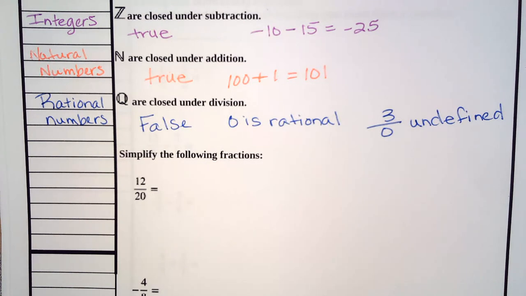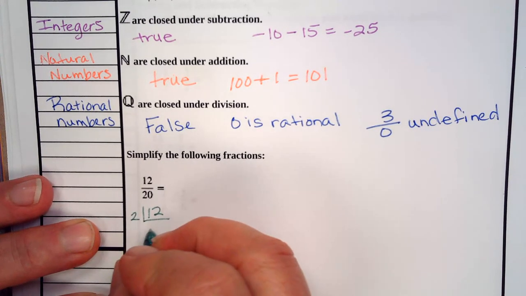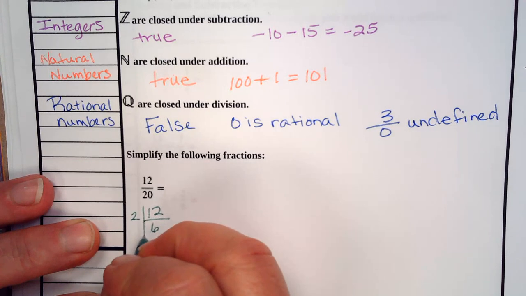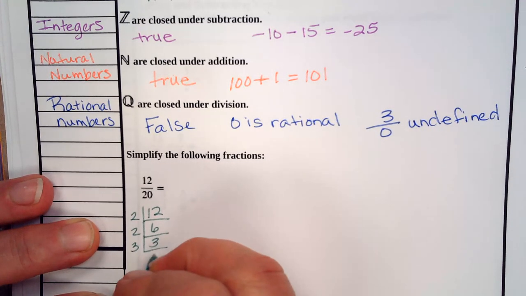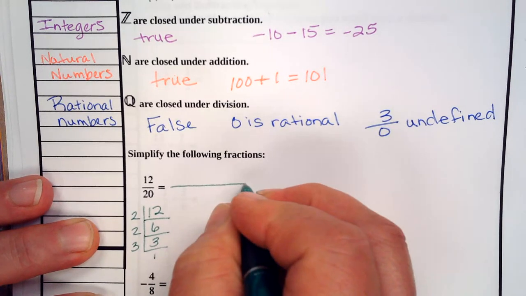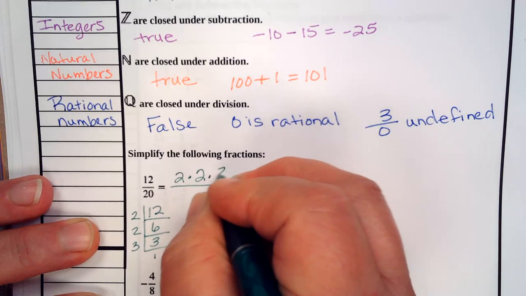If I'm looking at 12, what are the factors of 12? Well, it's even, so I can divide by 2. I get 6. 6 is even. Divide by 2, I get 3. 3 is prime. Divided by 3, I get 1. So 12 is the same as 2 times 2 times 3.